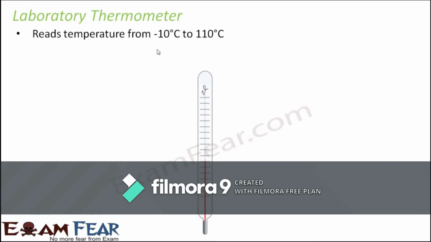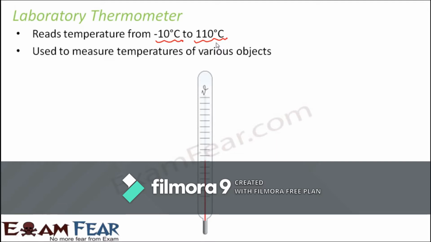So here the temperature ranges from minus 10 degrees Celsius to 110 degrees Celsius. So you see a huge range of temperatures can be measured using this thermometer. So it is used to measure temperatures of a variety of objects. So now you might say that, okay, then this can also measure the temperature of human body, because the human body's temperature range also falls within this range.